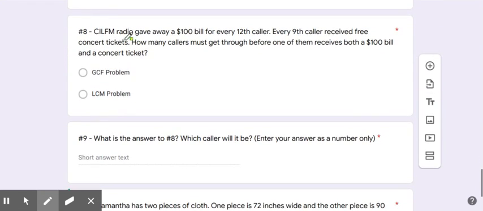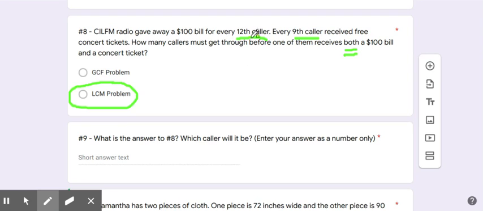Number 8, CILFM radio gave away a $100 bill for every 12th caller, and every 9th caller received concert tickets. The question is, how many callers must get through before one of them receives both a $100 bill and a concert ticket? So is this a GCF problem or an LCM problem? Are we splitting things up into equal groups or dividing things equally? Or is something repeating over and over again happening? Are we trying to figure out when something will happen at the same time? This one, right? We're trying to figure out when the caller will get both of these rewards, the $100 bill and the concert ticket.